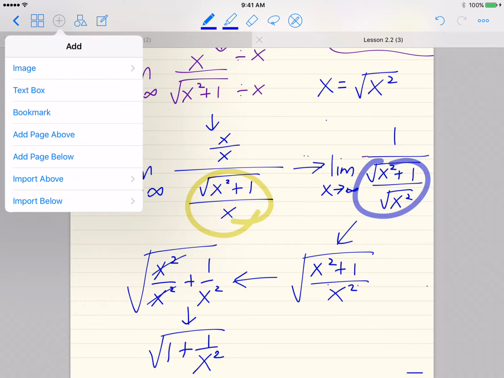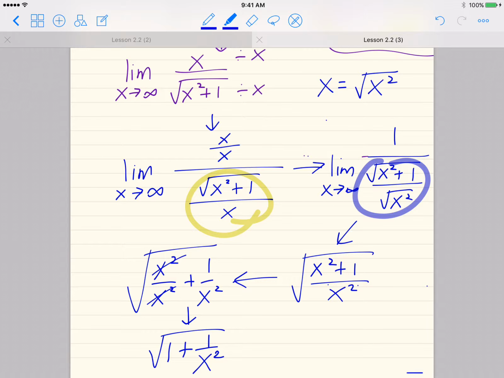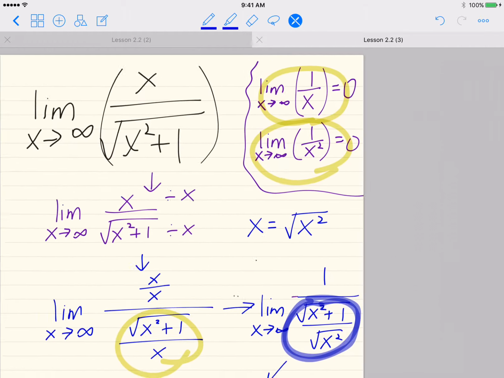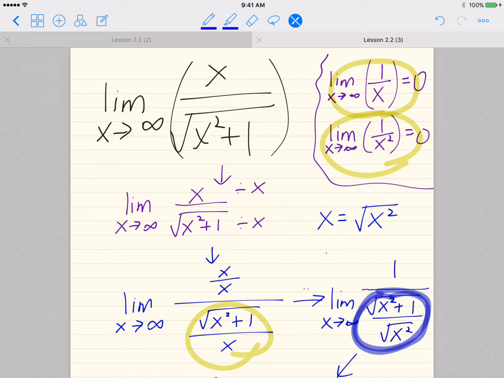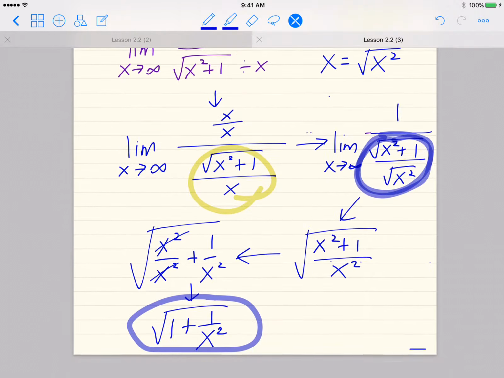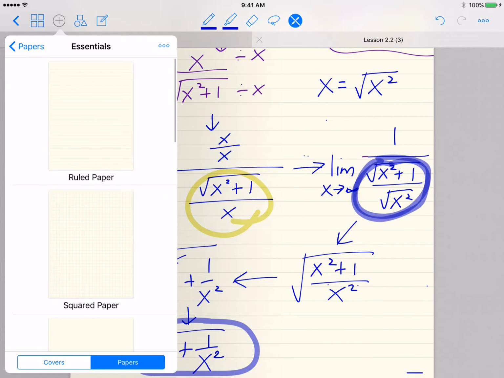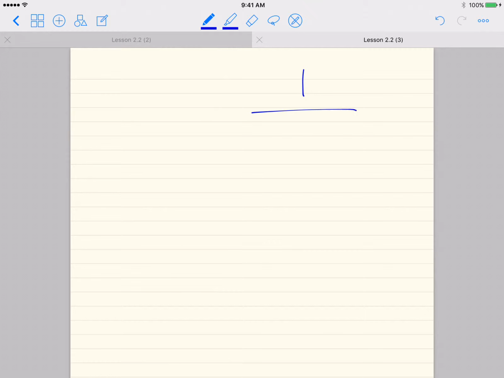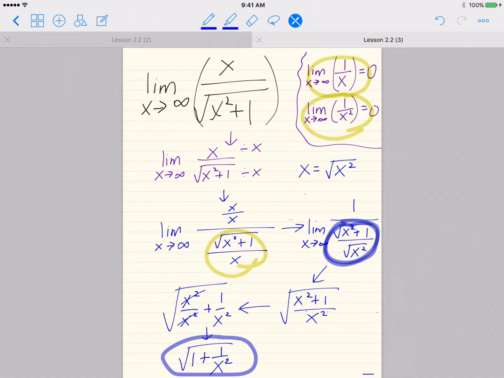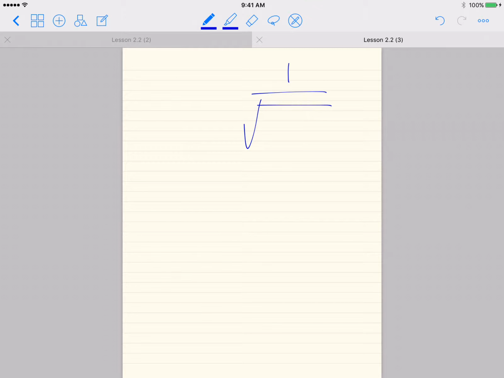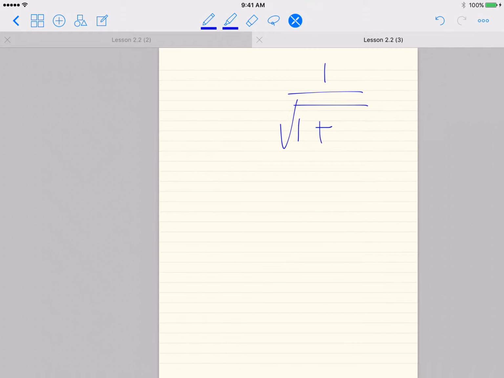So let me rewrite everything. We were able to manipulate that to change to the square root of 1 plus 1 over x squared. And that's what I wanted, because then I could use the fact that the limit of 1 over x squared is equal to 0 when the x value approaches infinity. So let me rewrite this whole thing. We got the 1 on the numerator, and the new denominator that I got was the square root of 1 plus 1 over x squared.